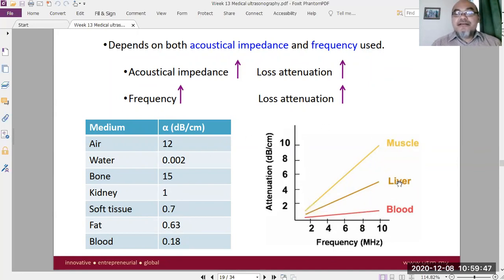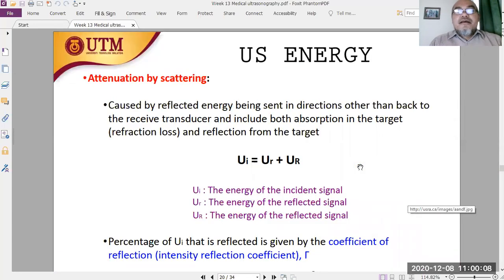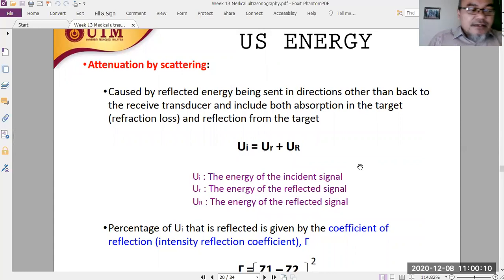So here is a graph. Muscle has a higher attenuation coefficient compared to liver and compared to blood. And the higher the frequency of the signal, the attenuation coefficient alpha will also increase. Now attenuation by scattering, but before that, let's have a break.